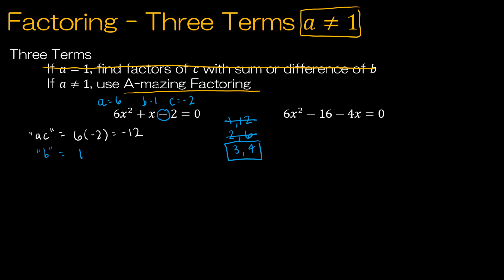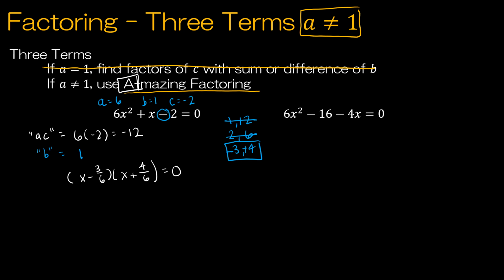Now I need the difference to be positive 1, so I need this to be a negative 3 and a positive 4. Now when we did this before, we said, okay, let's just do (x minus 3)(x plus 4) equal to 0. And we're almost going to do that, but because it's called amazing factoring, instead of minus 3 and plus 4, it's minus 3 over a. So a is 6, so minus 3 over 6, and this is plus 4 divided by 6.